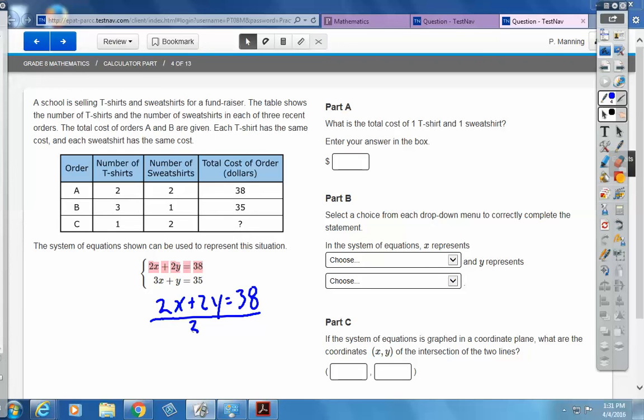2x divided by 2 is x. 2y divided by 2 is y. 38 divided by 2 is 19. So the cost of the 2 of them combined, the t-shirt and sweatshirt, is $19.